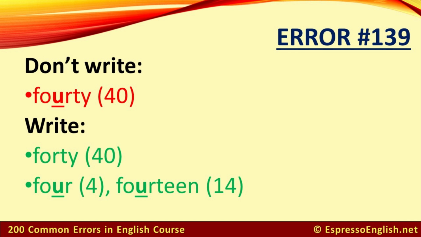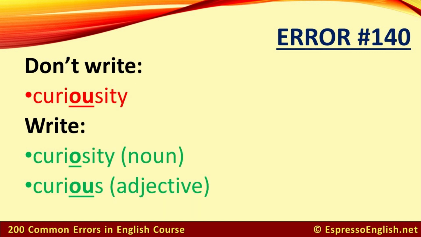Error number 139 is spelling the word 40 with a U. The words for the number 4 and 14 both have a U, but the word 40 does not. It's spelled F-O-R-T-Y.